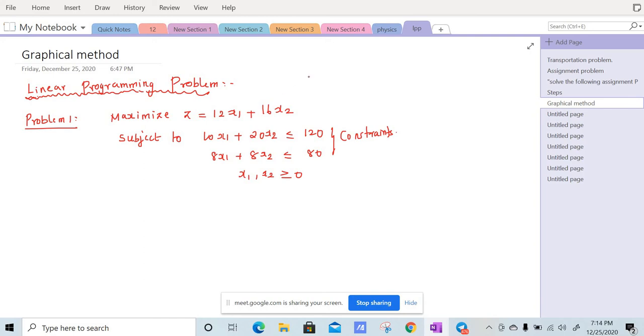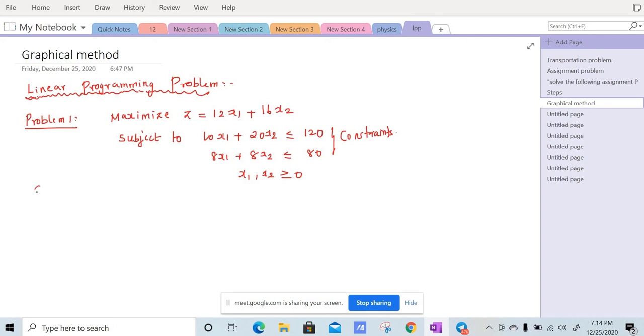Now we will be doing this using graphical method, right? So we will draw the problem. Now you can see, we will be focusing mainly on the two constraints, right? Now suppose if you replace less than or equal to with equal to, then this is a linear equation in two variables, that is 10x1 plus 20x2 is equal to 120. Again, if you replace less than or equal to, again this will be a linear equation, 8x1 plus 8x2 is equal to 80. Again it's a linear equation, right?